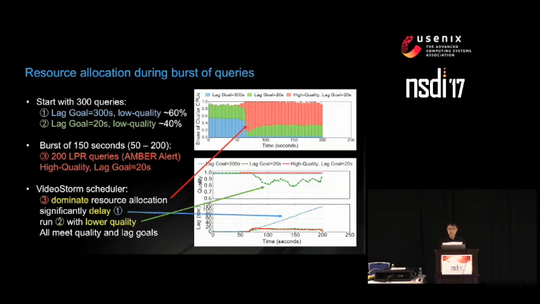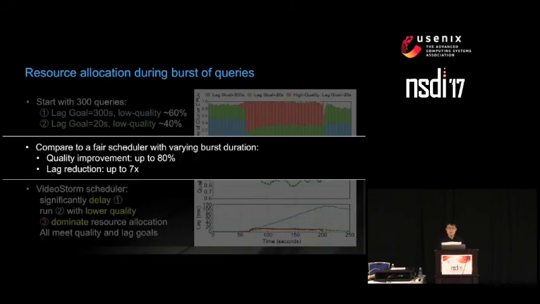From the middle graph, you can also see that the scheduler lowers the quality of the queries that have lower quality goals, and also delays the queries that have higher lag goals as much as possible. At time 200, the bursty queries are gone, and the scheduler will allocate the resources to let the queries catch up with their videos.